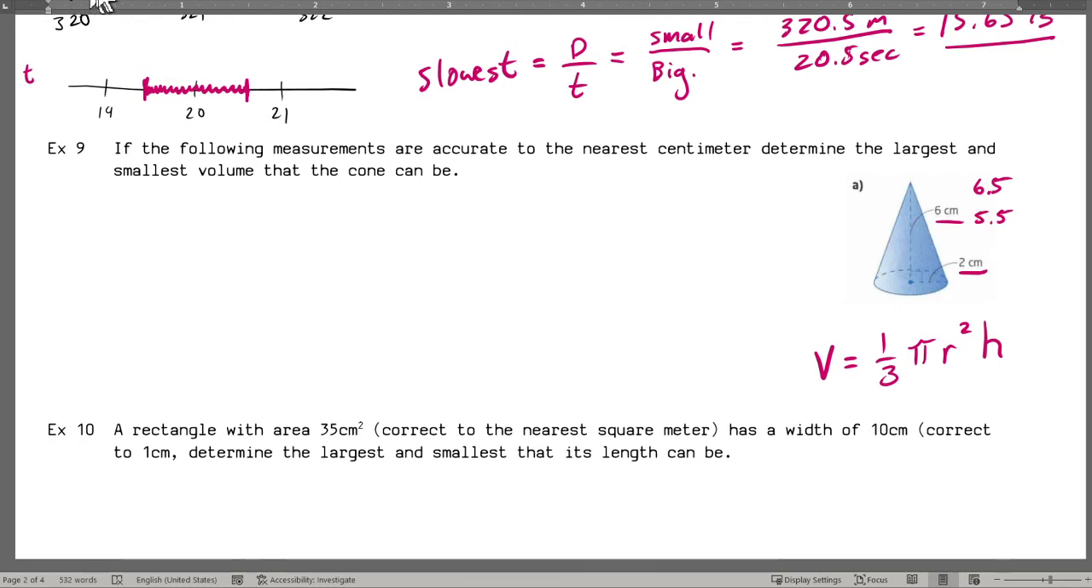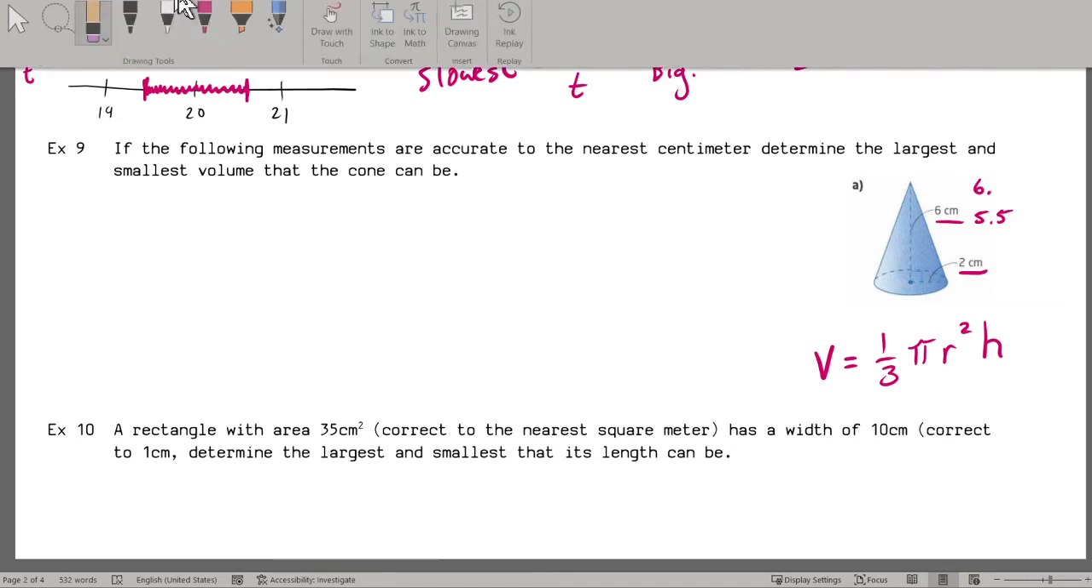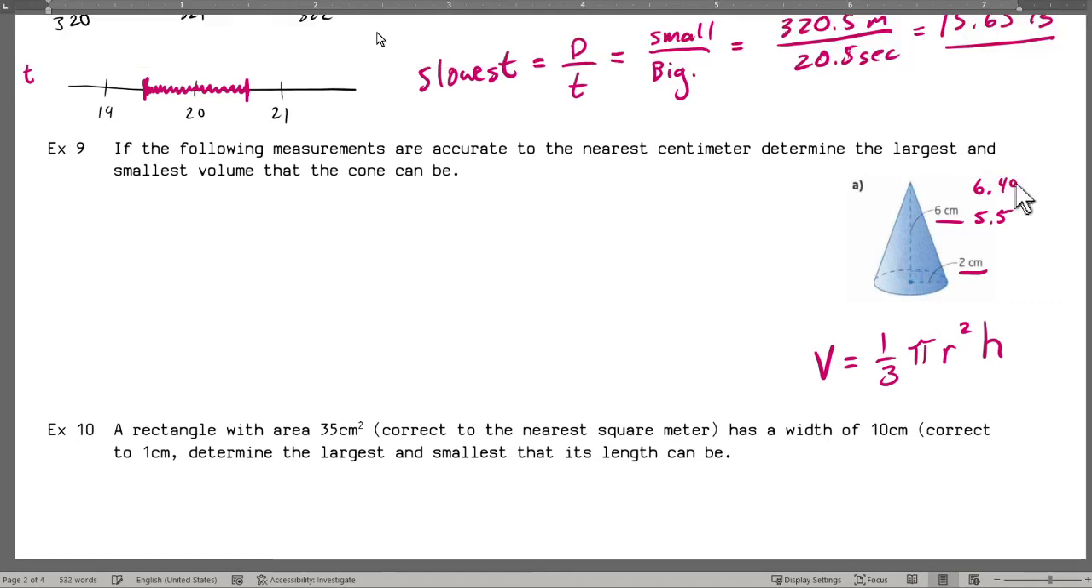Now, of course, hold on a second, not 6.5, it should be 6.49 repeating is the biggest that it could be. All right, 6.49. That's the biggest the height could be. The smallest it could be is 5.5. My radius could be 2.49 repeating as the biggest, and it could be 1.5 at the smallest, because remember, these are numbers that have been rounded to the nearest centimeter. So if I measure 1.5 centimeters, I would round it to 2. If I would have measured 2.49 or less, I would have also rounded that to 2.